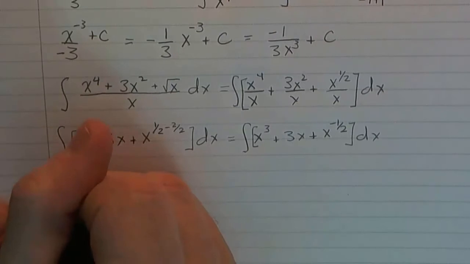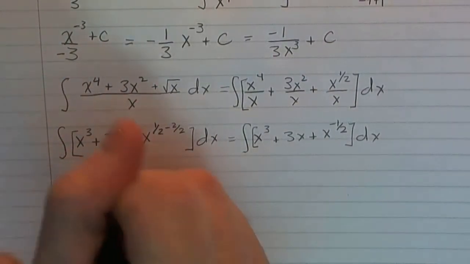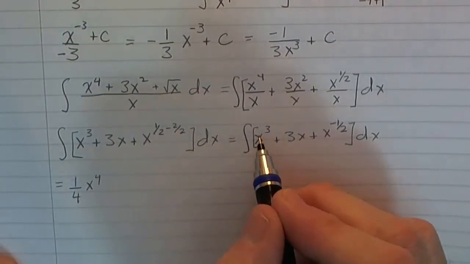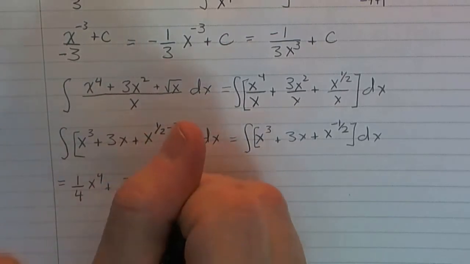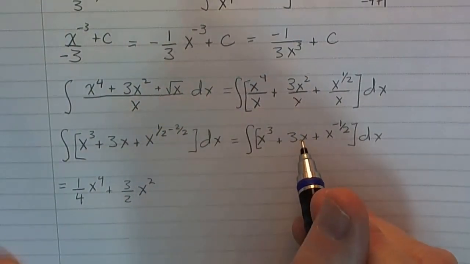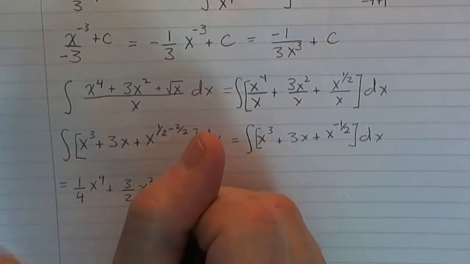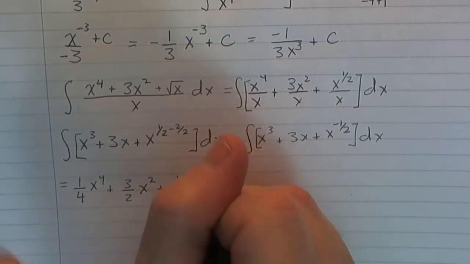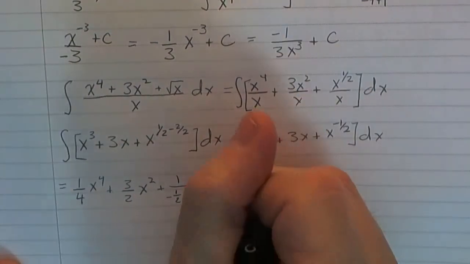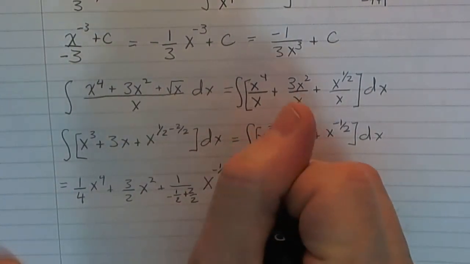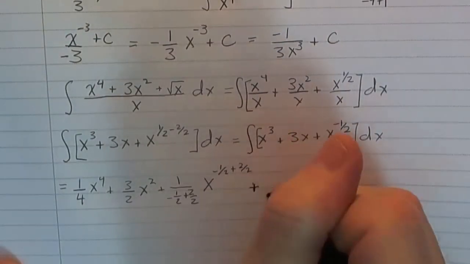Okay, so now we just go through here and use the power rule individually. So we've got 1/4 x to the 4th, see? Plus 3/2 x squared for this one. Now you got to really watch your bad self on this one because it's got a negative involved. So let's see what we've got. We've got 1 over -1/2 plus 1, x to the -1/2 plus 1 plus c.